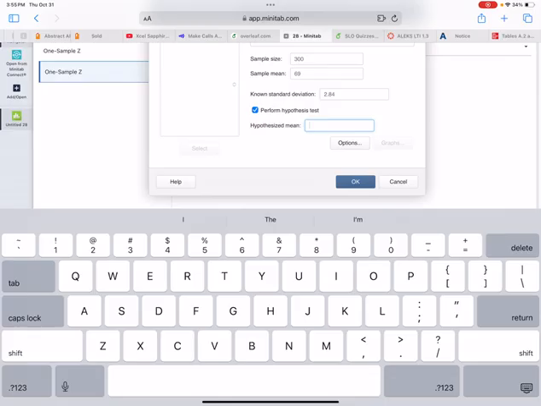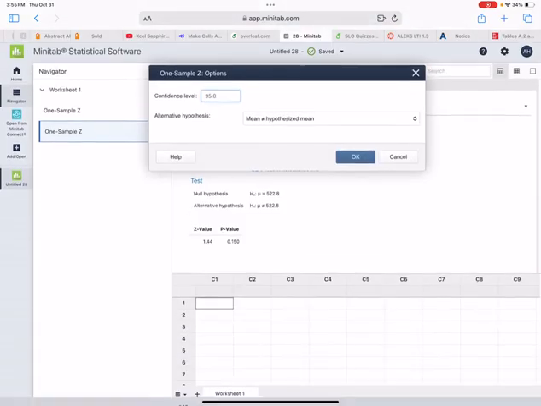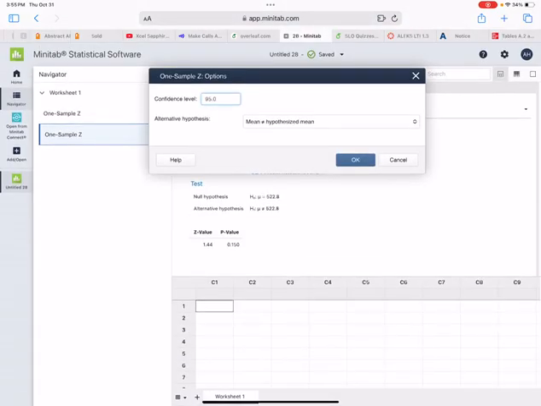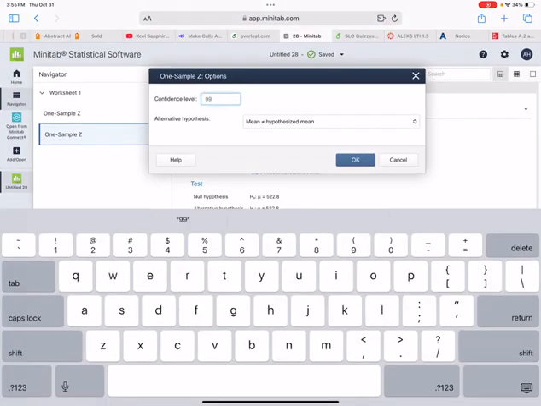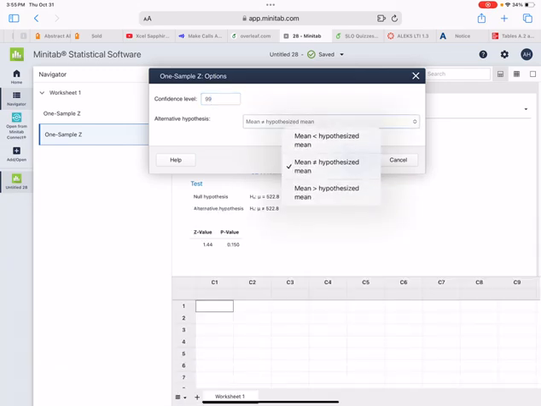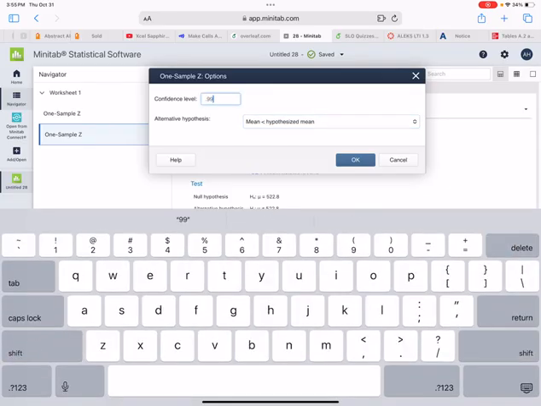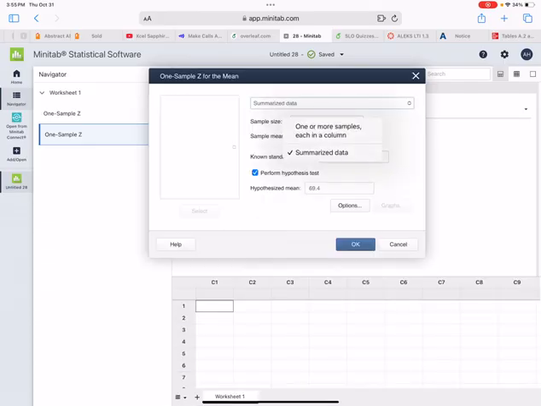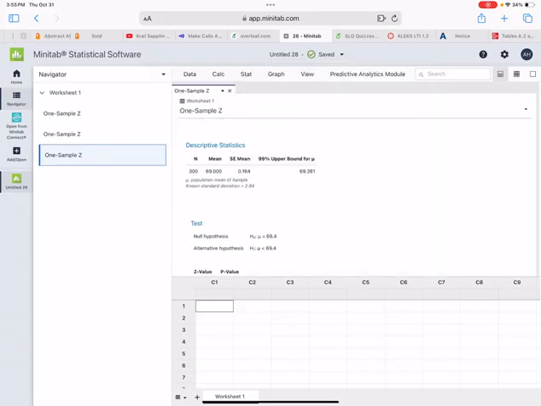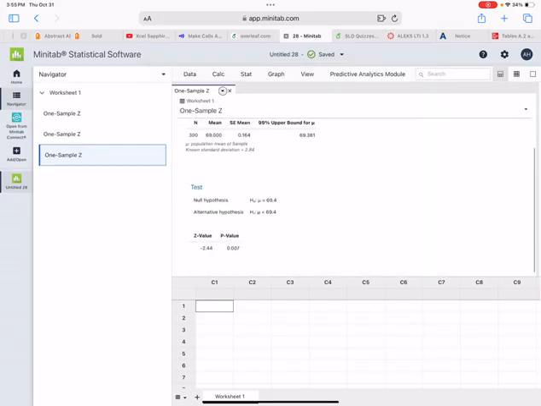The hypothesized mean was 69.4 inches. Now, for the confidence level, we're going to do 99, because that's 1 minus the significance level. Actually, sorry, one sec. I wrote 99. That should be 0.99. Also make sure the mean is less than the hypothesized mean. Right, and sure enough, we get the exact same thing. You see that? Let me just take a quick picture of that.